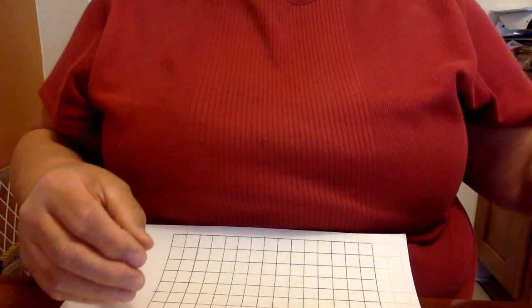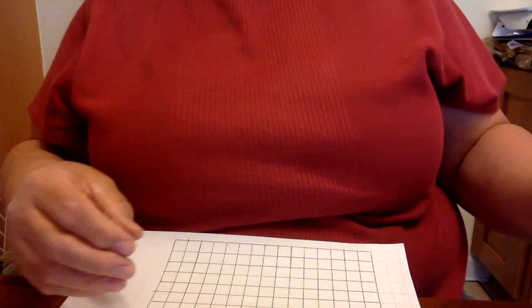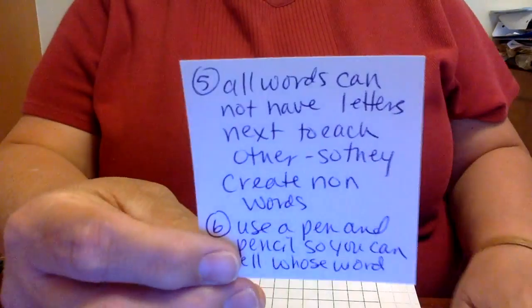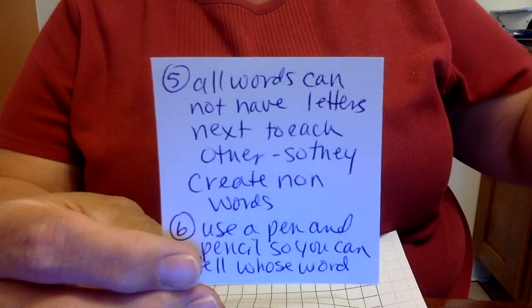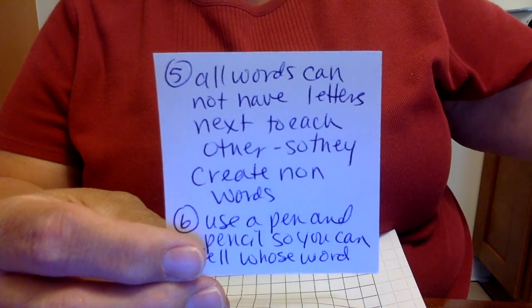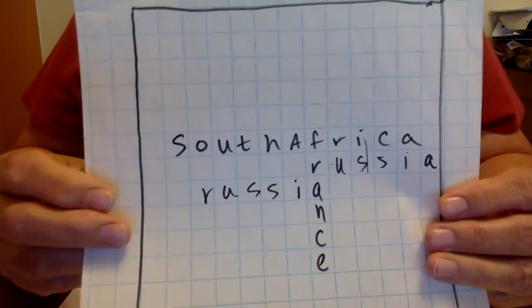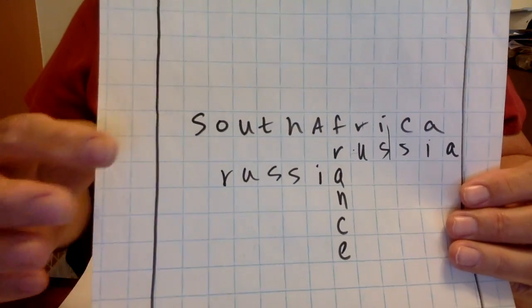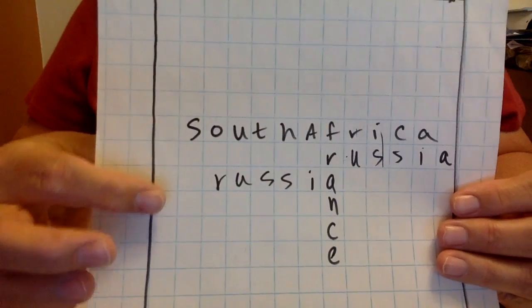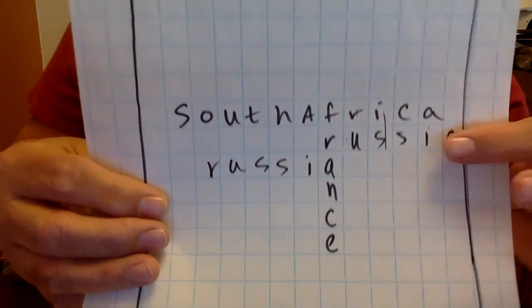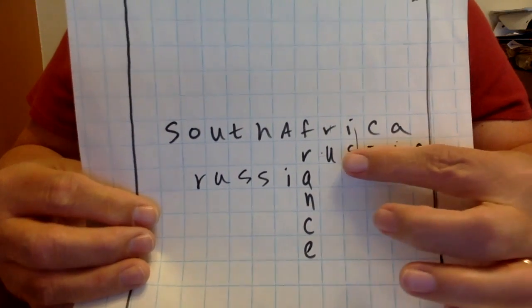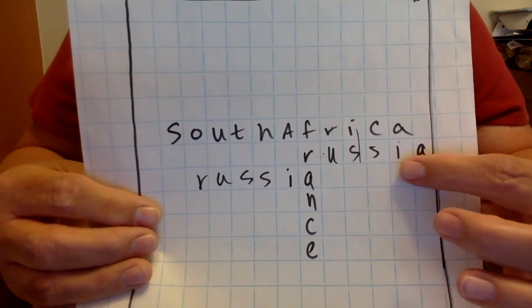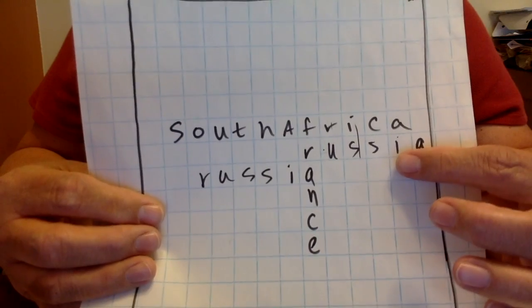Then the next rule is that all words cannot have letters next to each other so that they would create non-words. An example of this is if I had taken South Africa and then I put Russia right next to it. All of these letters are great, okay? But when I look over here, see the I and the S and the R and the U right here and here and here and here. Those are not countries, so you couldn't do it.